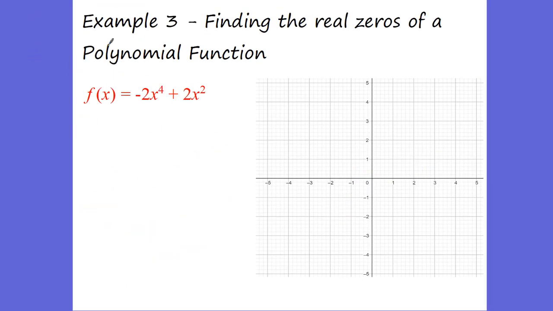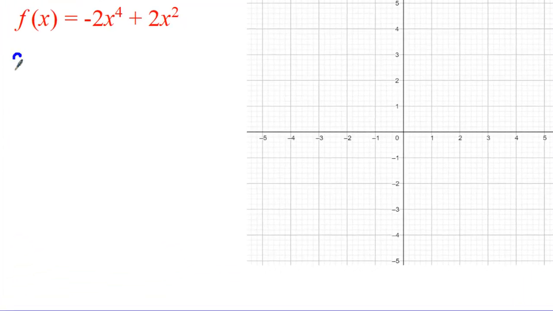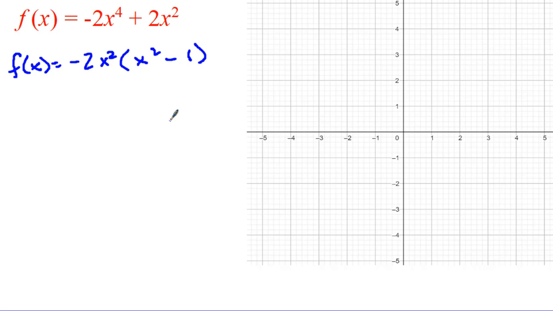Let's find some more real zeros of my polynomial function. And so what am I going to try to do here? Let's try to factor something out. Let's factor out a negative 2x squared. And so when I factor out negative 2x squared, I get x squared minus 1. And so that is where I'm at thus far. Now, I can also factor this x squared minus 1. It's not a perfect square, but it's x plus 1, x minus 1, because the middle term cancels out.